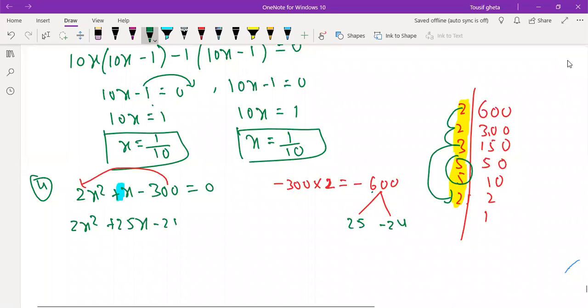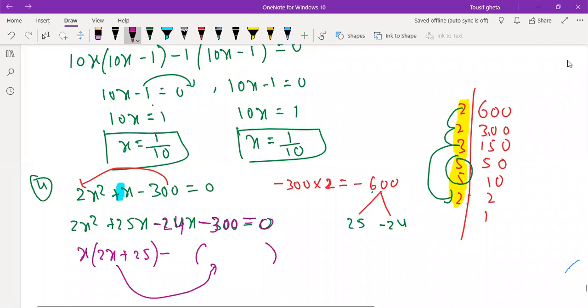x minus 300 equals to 0. Take common. You can see there is no common number, so just x will be common. So 2x plus 25. In this, the common will surely be there. Carefully you should get the common. Right, fine. Minus is common. You know this answer is 2x plus 25, so obviously a 2x will come surely. So this is the easiest way you can take common.